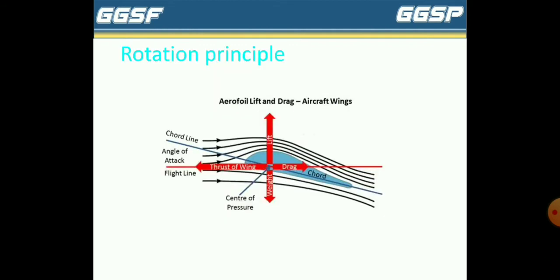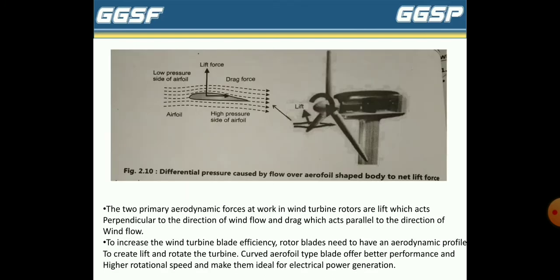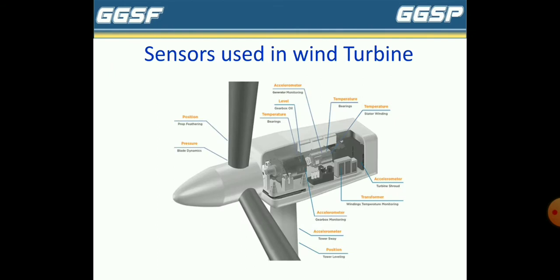Rotation principle. There are two primary aerodynamic forces at work in wind turbine rotation, which are lift, which acts perpendicular to the direction of wind, and drag, which acts parallel to the direction of wind flow. Sensors used in a wind turbine are accelerometer, temperature sensor, etc.